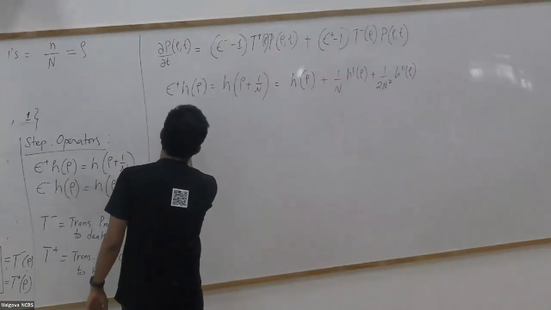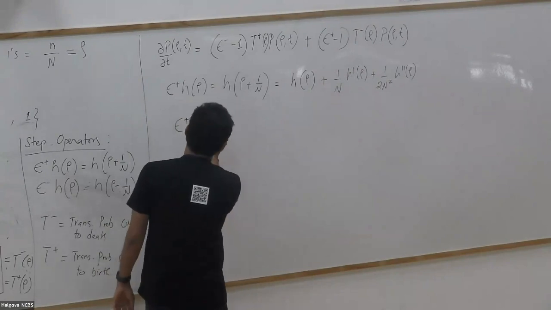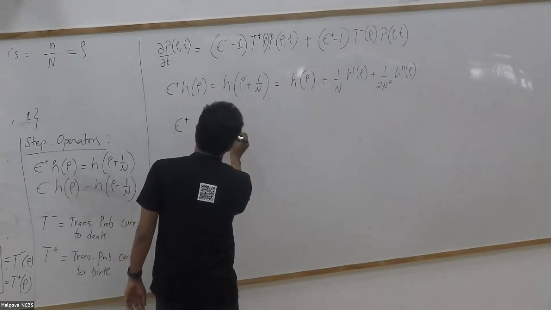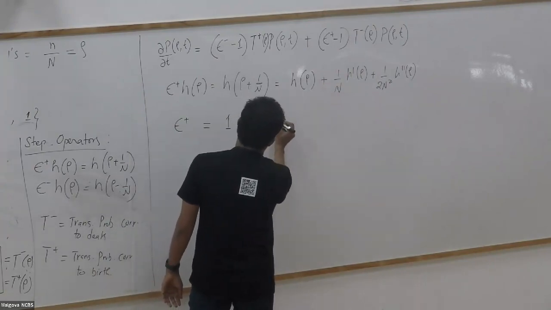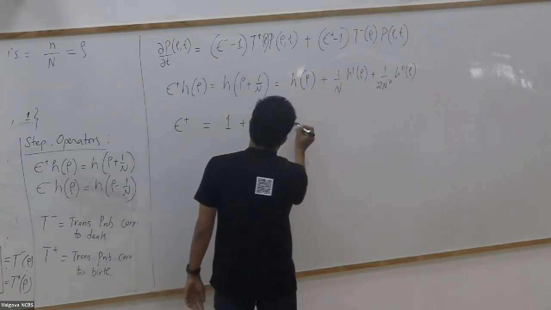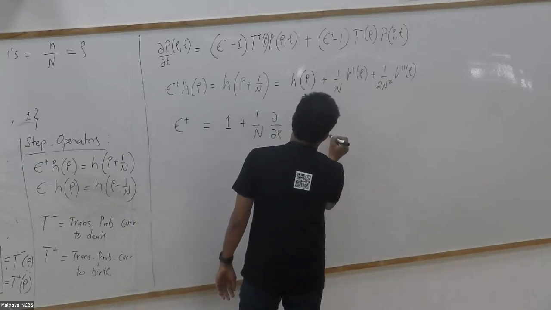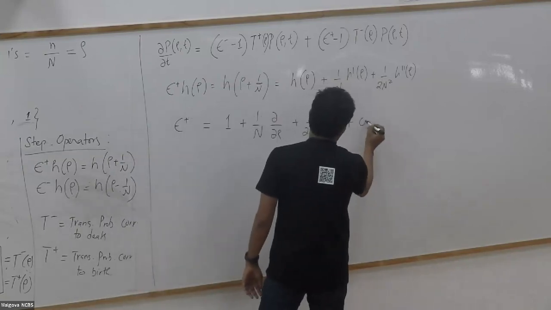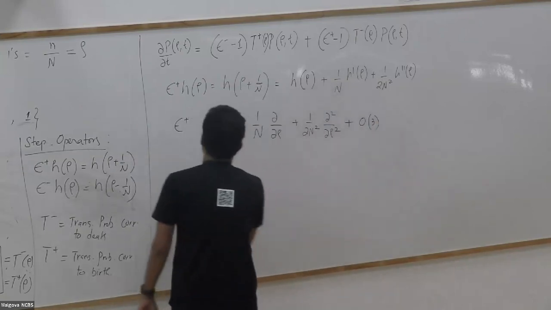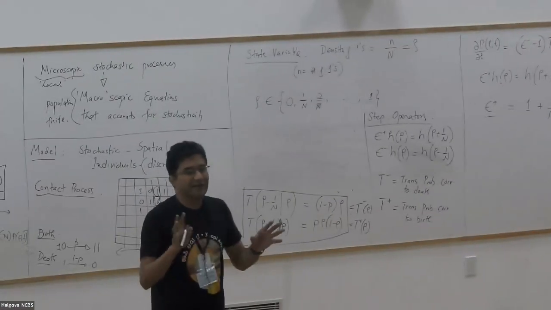So this is how the epsilon acts on H. You can basically think of epsilon itself as a series, with higher order terms. So basically what I have done is I have expanded the step operator in terms of the derivatives.